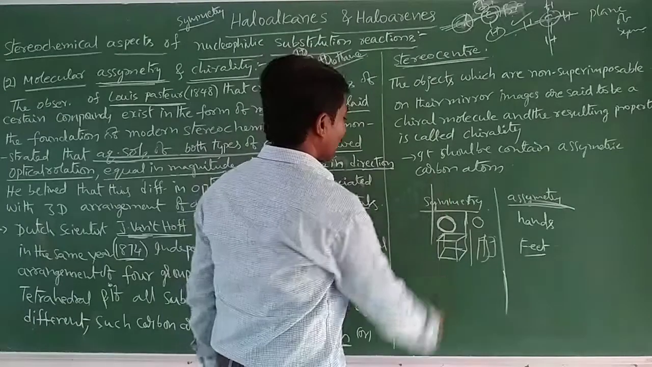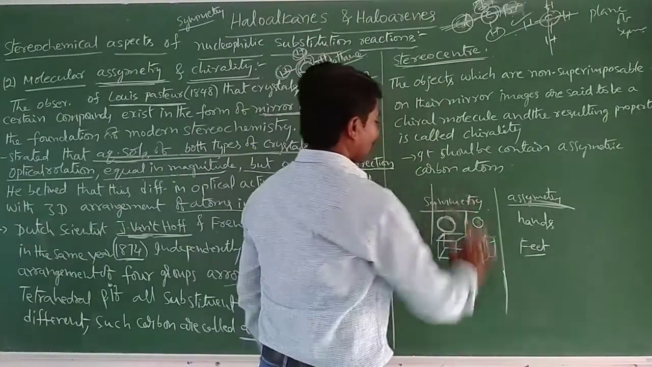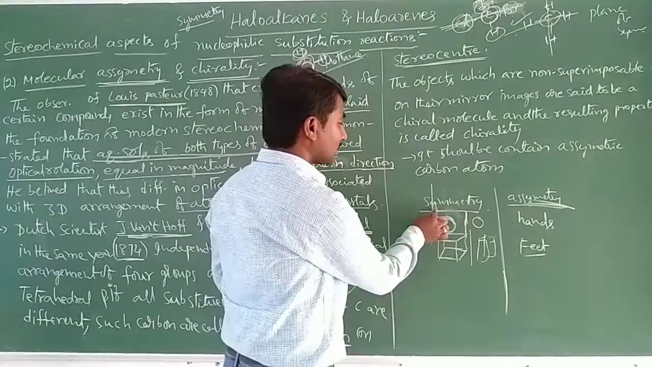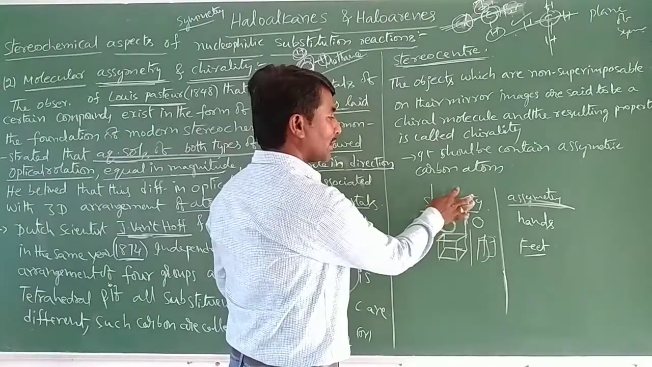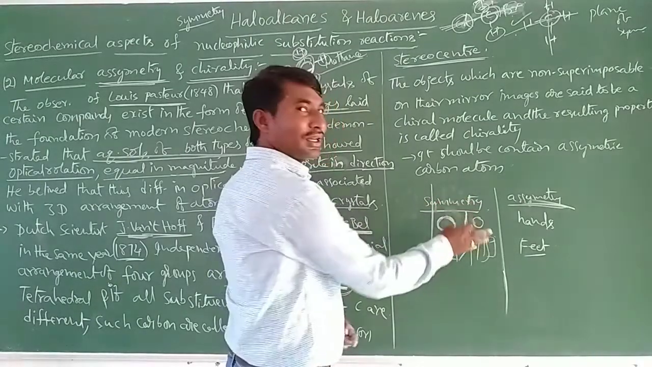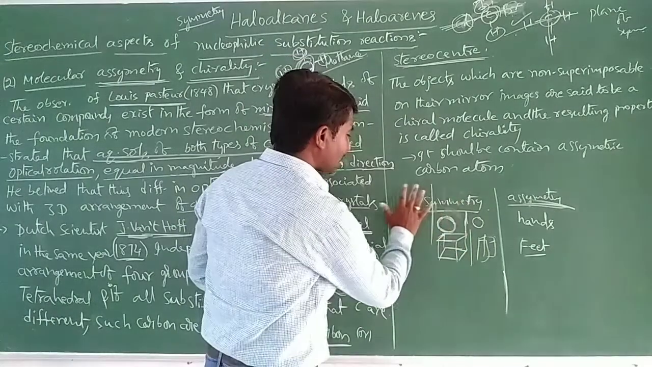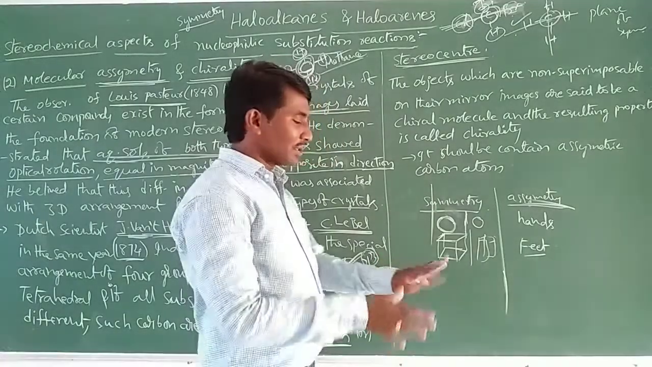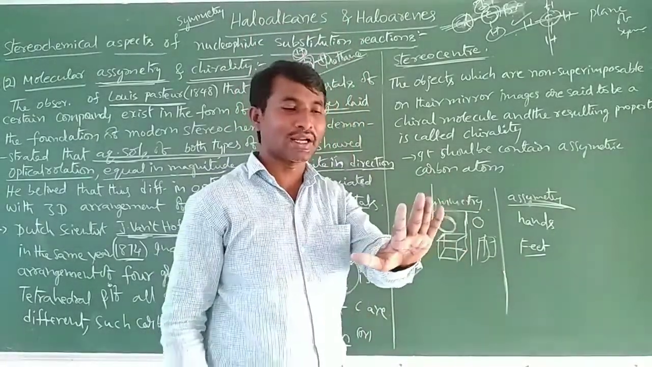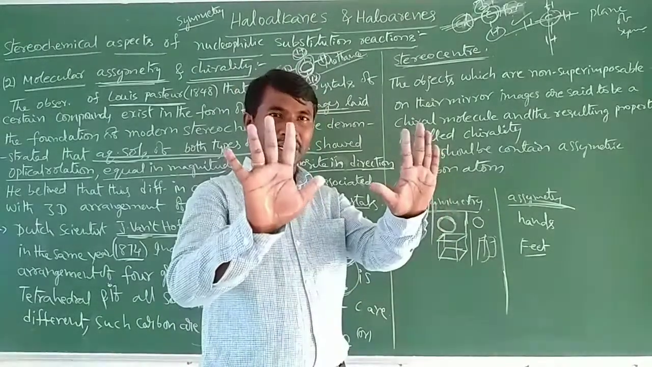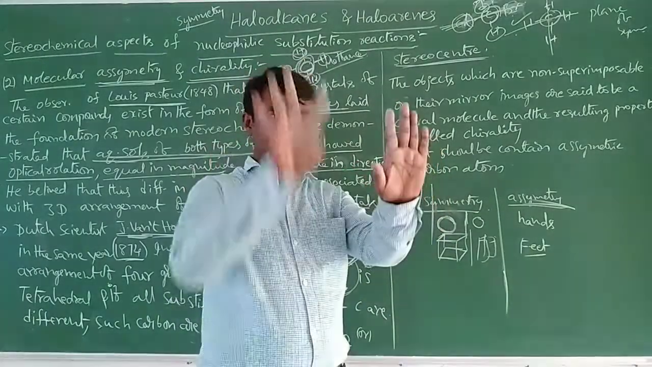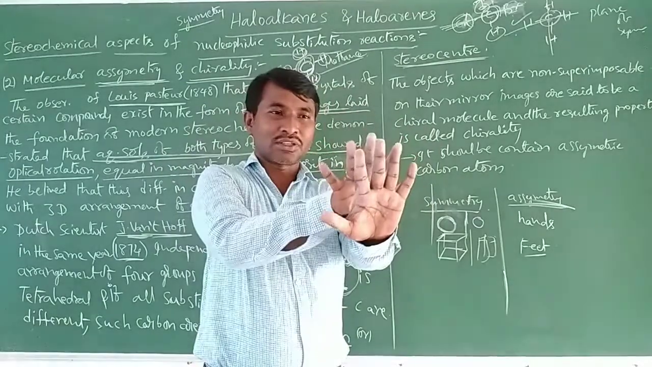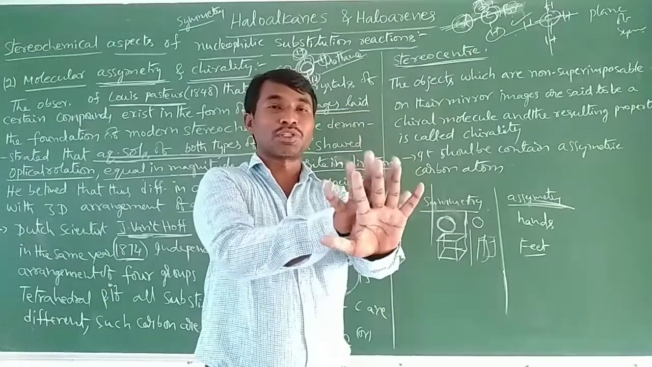Suppose this is one hand. When it gives a mirror image, that is the right hand. So the right hand gives exactly like this, but it is not the same. Why? Because this is the thumb, this is the index finger, this is the middle finger, this is the ring finger, this is the small finger. So when this is placed on this as it is laid, it is not the same. This is one hand, and this is another hand. This is the mirror image. So when it is placed on this, it is not superimposable.